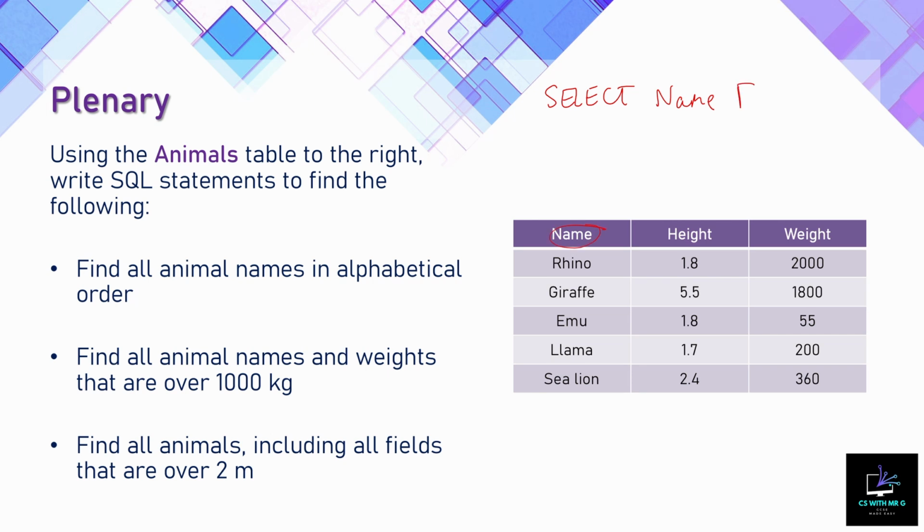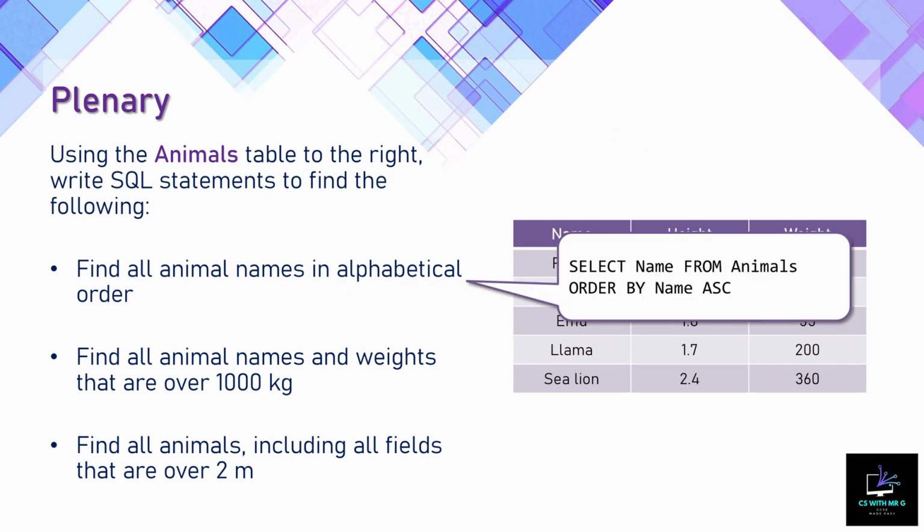We then need to use the word FROM. As always, we refer to the name of the table, which is animals, and then to put them in alphabetical order, we use the ORDER BY statement, and we want to order them by name, and we can say in ascending order to make sure it's A to Z. And just to confirm, SELECT name FROM animals ORDER BY name ASC would give us just the animal names in alphabetical order.